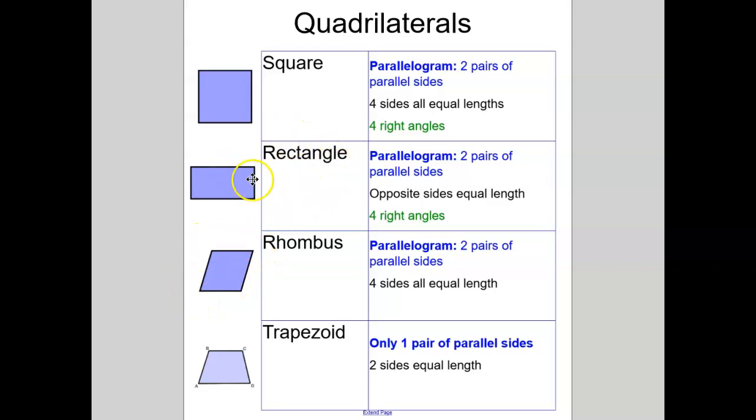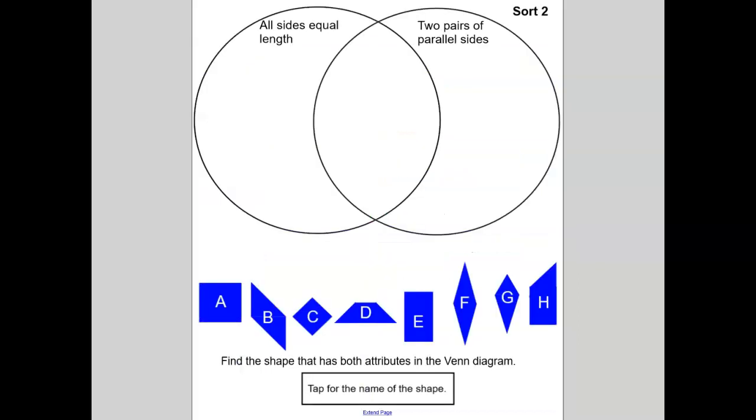But it's different than a rectangle and a square because you'll see that it doesn't have any right angles. None of its angles come together at 90 degrees. A trapezoid is not a parallelogram because it only has one pair of parallel sides. It also has two sides that are equal length, but not all four like a square. Keep this out because it's really going to help you sort quadrilaterals with me.